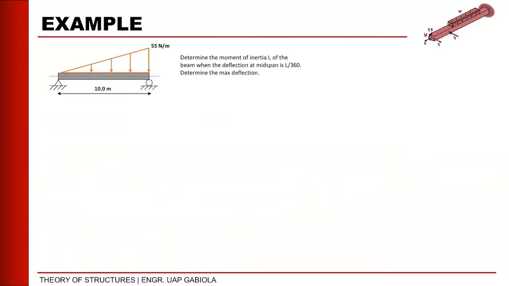So at x equals 5 meters, our deflection should be L over 360. Our L should be in mm over 360, so the deflection should be 10,000 over 360. The value we got, since that is a deflection, should be negative 250 over 9, or equal to negative 27.78. This is our first condition.